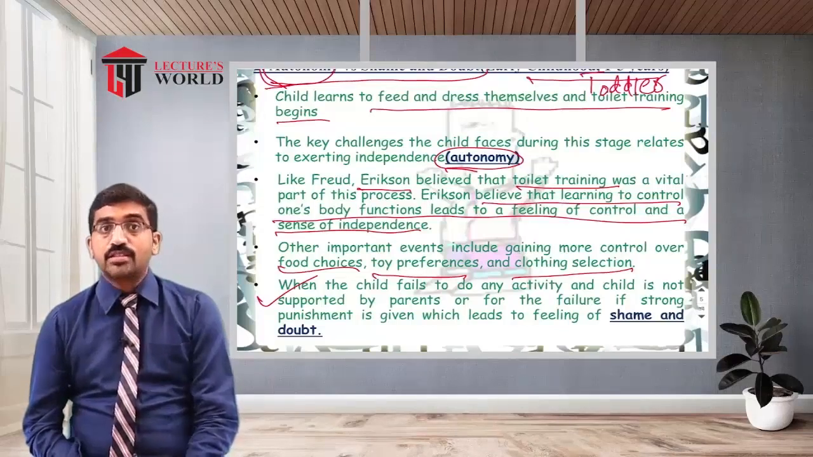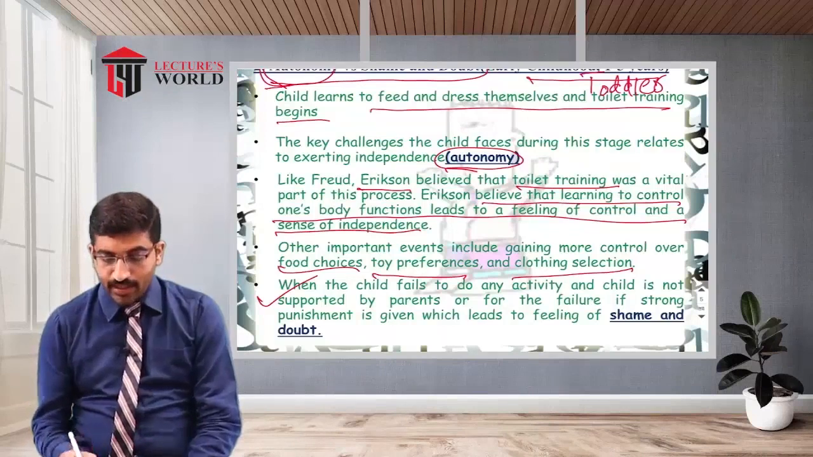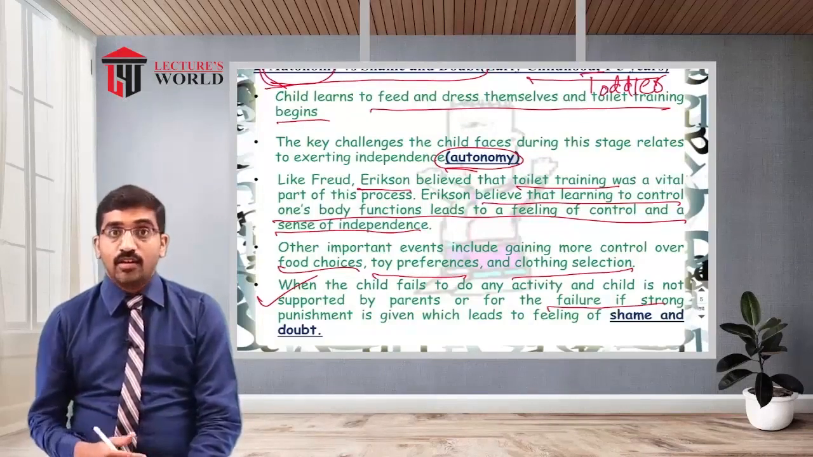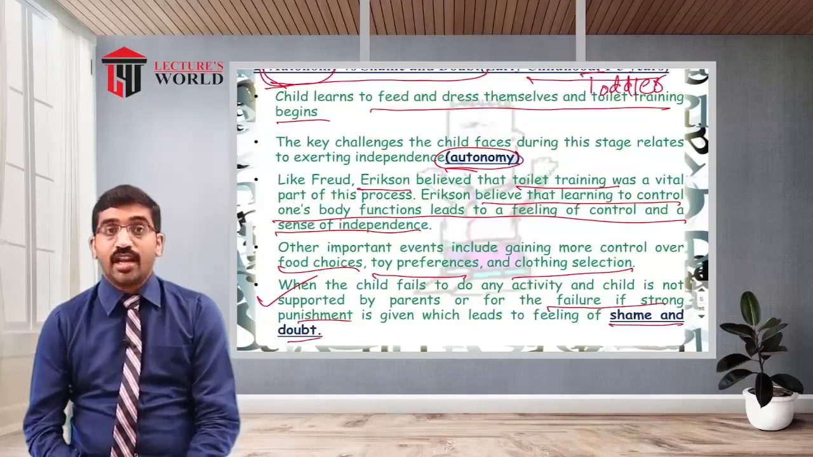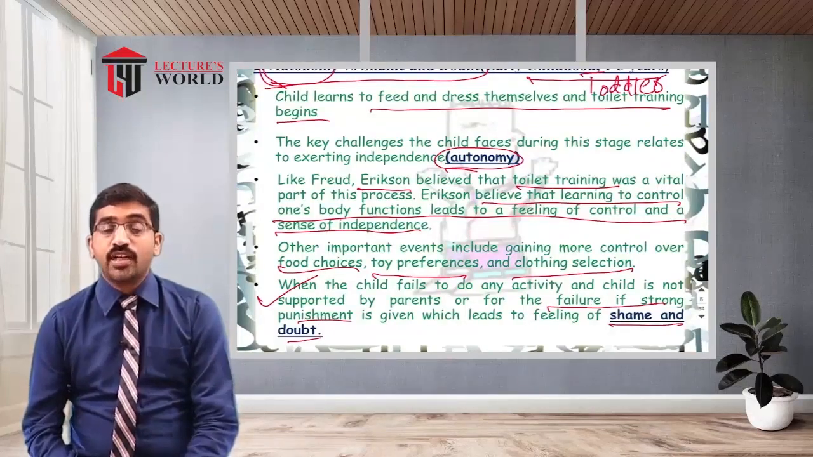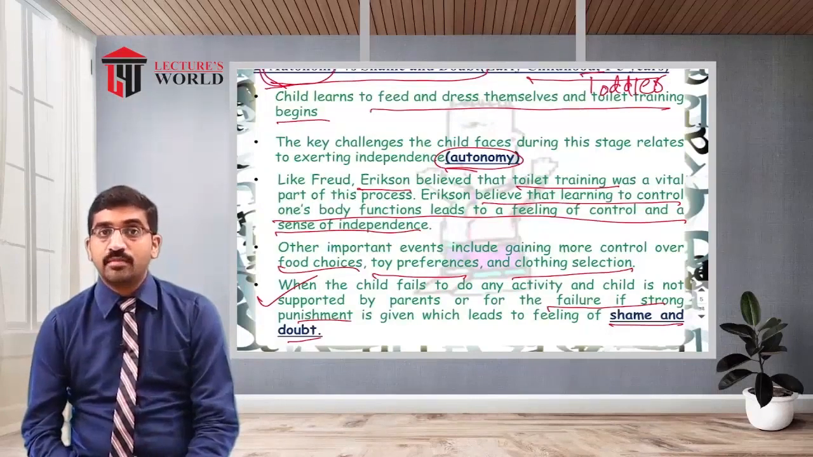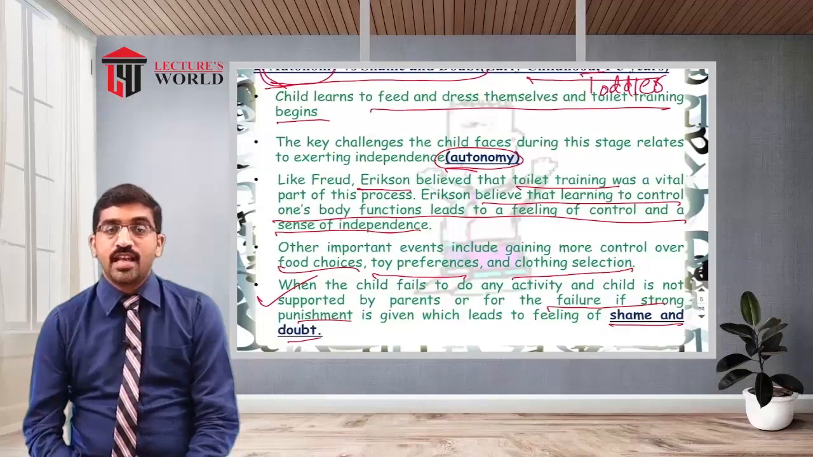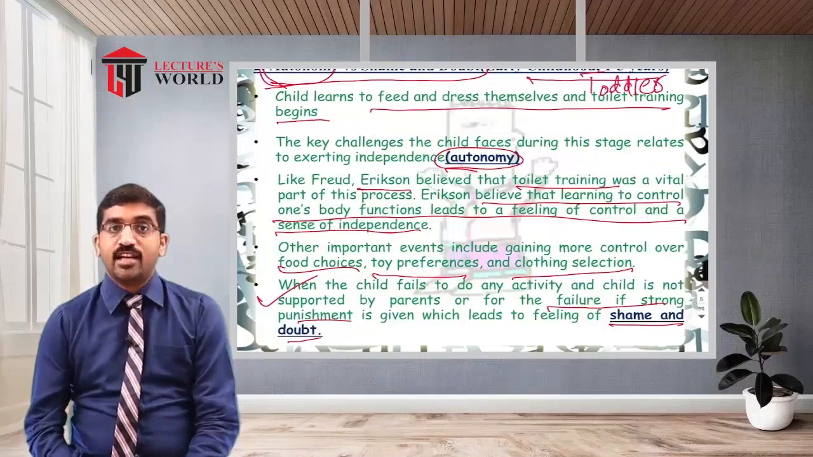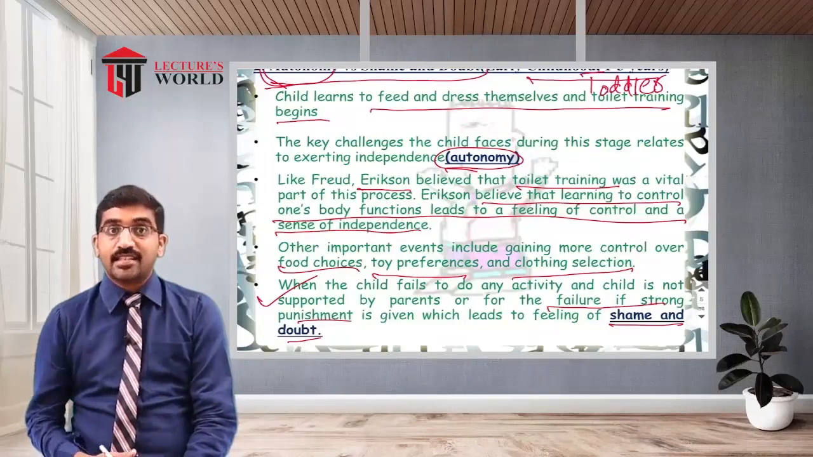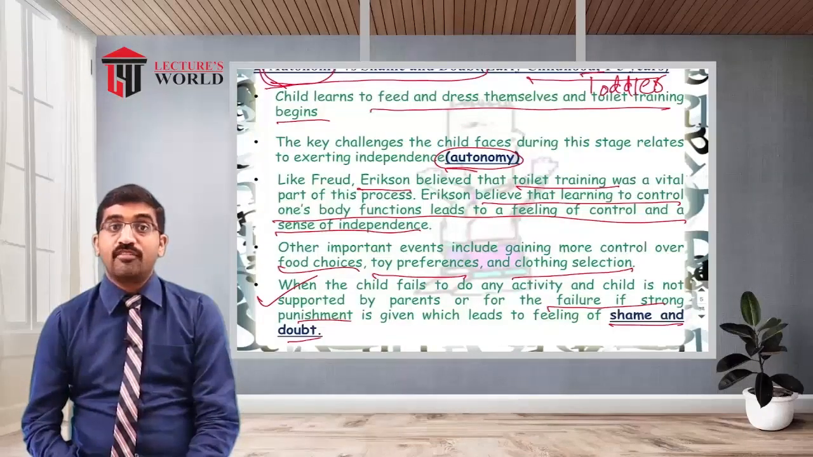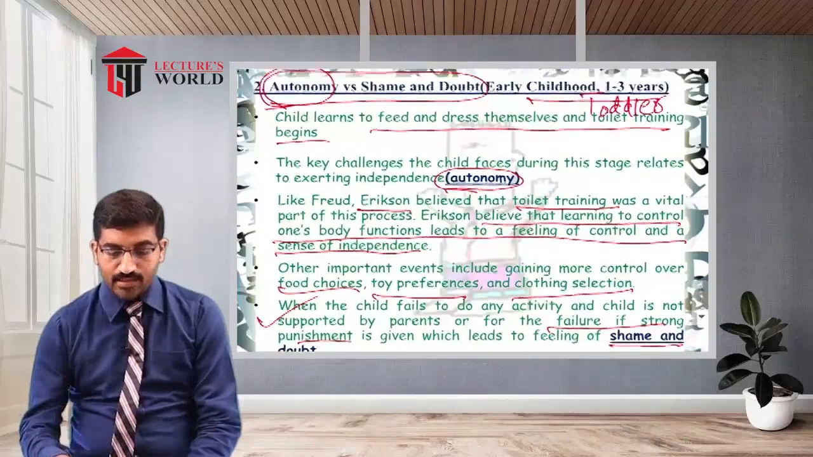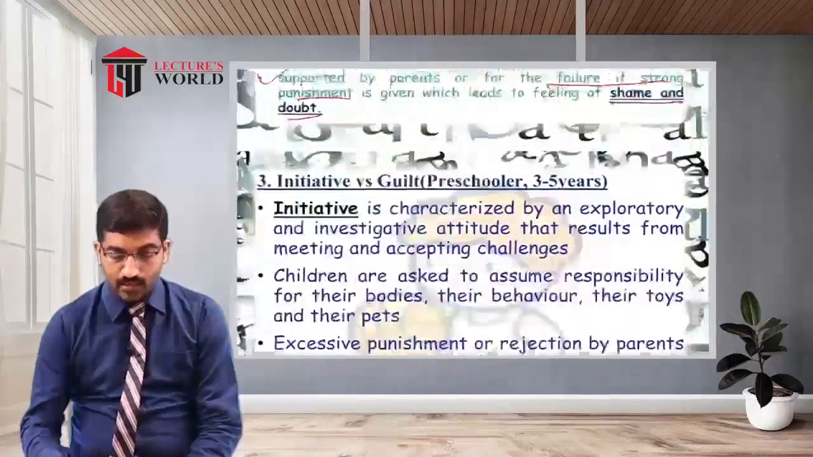But if the parents are not supporting and the child is not getting a proper opportunity, then what will happen? They will fail in that thing, or because of that punishment, what will happen? They may feel shame and doubt. They will have that shame towards themselves, whether I am doing right or not. Doubt feeling will come. No, I want my mother to do this, I want my mother to select everything, I want my father to do everything. Like that they think, because they have not been trained, or they have not been supported, or they have been punished by their parents. So this is autonomy versus shame and doubt.